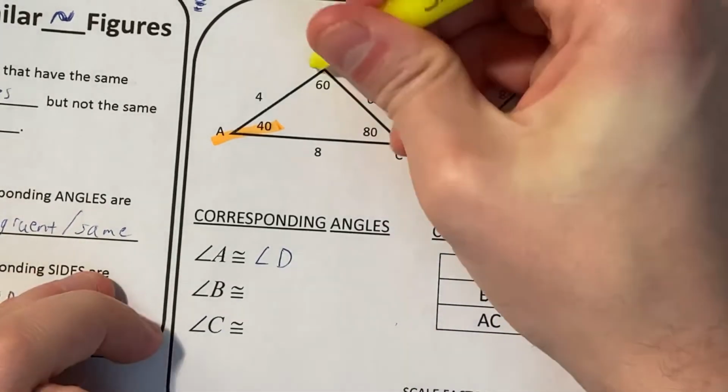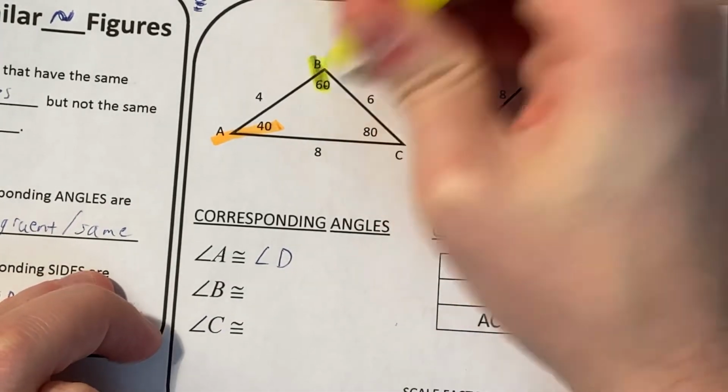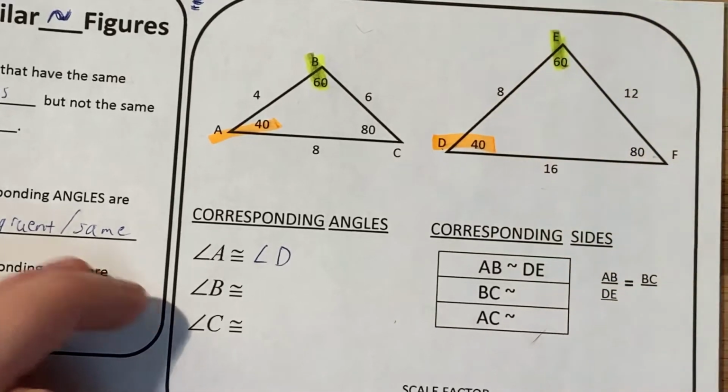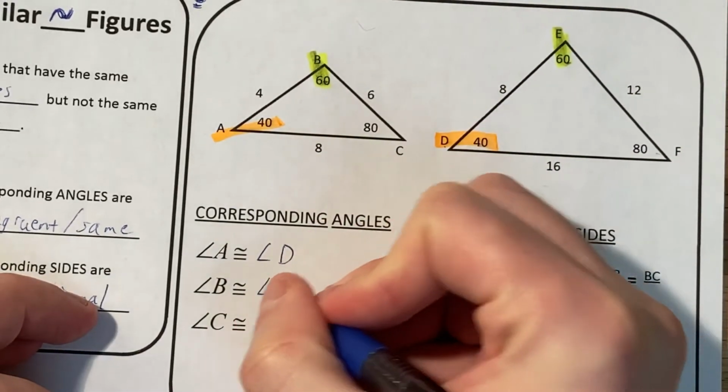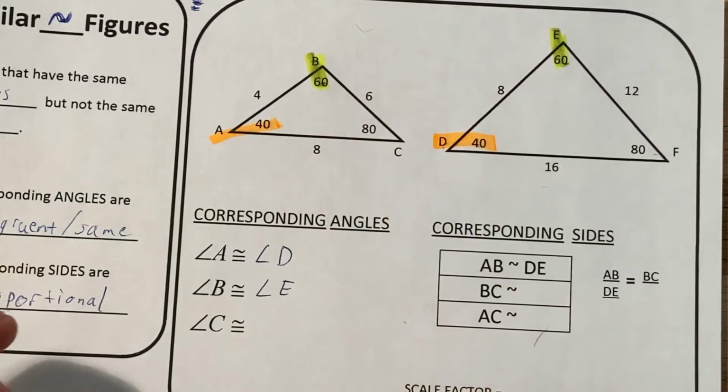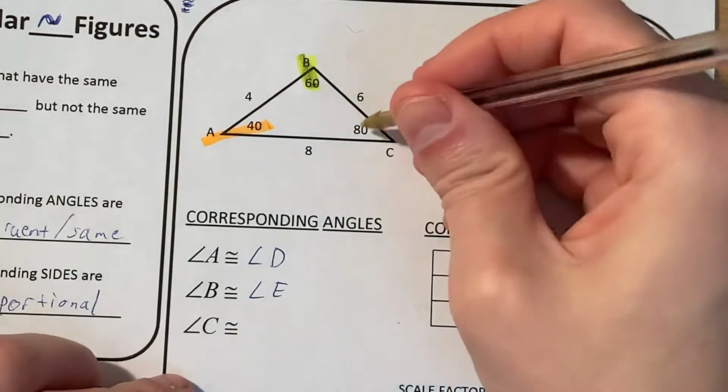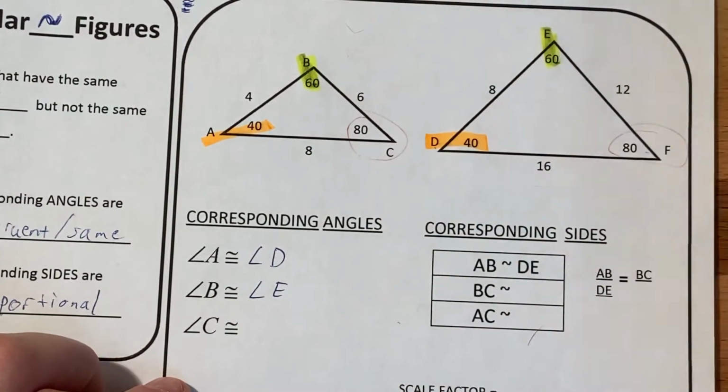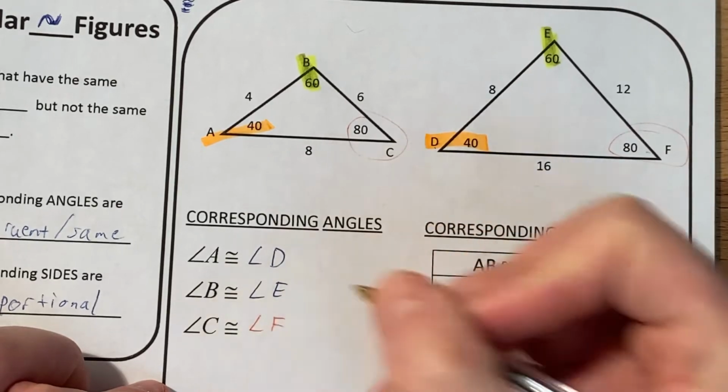B is up here at 60, E is up here at 60. So B and E are congruent. So then the only thing that's left is C, which is 80, and F, which is 80, like so.